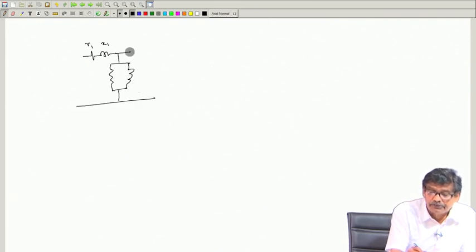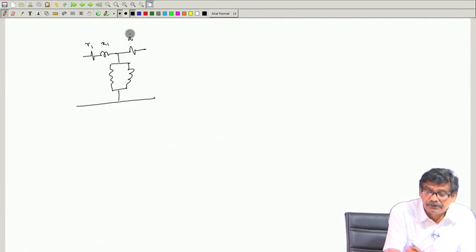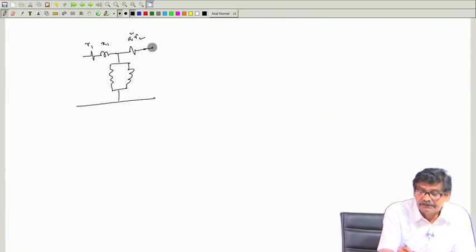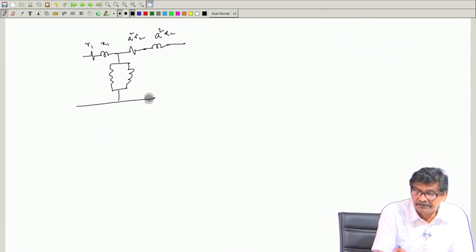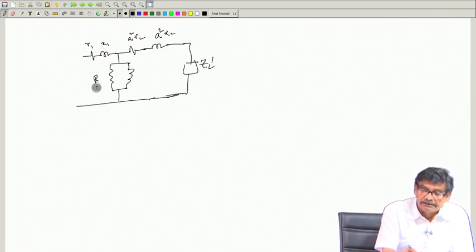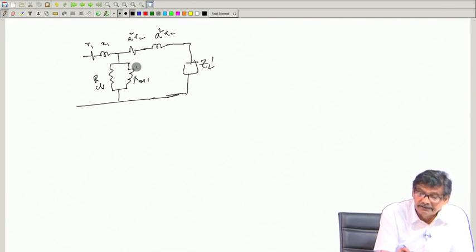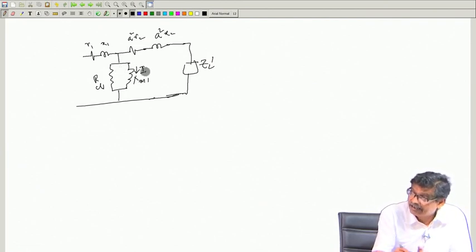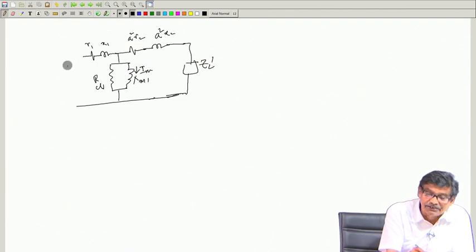Suppose we refer to side 1, I am drawing this R2 dash and this X2 dash. This is the equivalent circuit, and here is your reflected impedance Z2 dash, and this is Rc1 and Xm1. Magnetizing current decides B max, and this voltage will decide the value of Im in the exact equivalent circuit. Here is your V1.